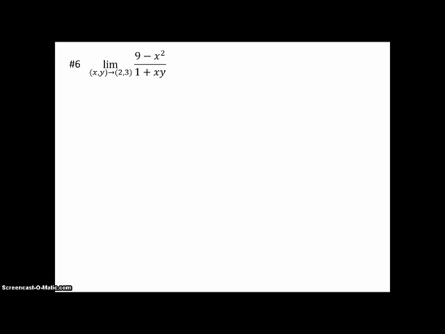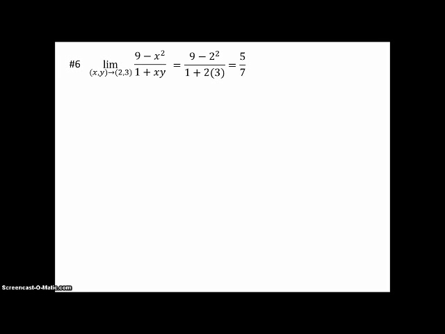Number 6. Evaluate the limit as (x,y) approaches (2, 3) of this expression. Now, unless there's an issue with a 0 in the denominator or negatives under the square root or anything that would be undefined as we approach, we can just think of it the same way as we always have. If x gets close to 2, then the numerator is going to get close to a certain number. If x gets close to 2 and y gets close to 3, then we're going to have a certain number in the denominator without any issues.